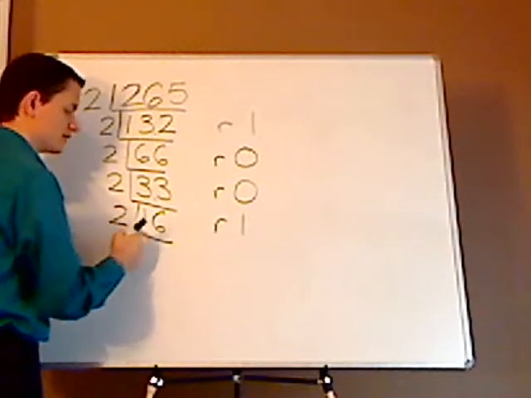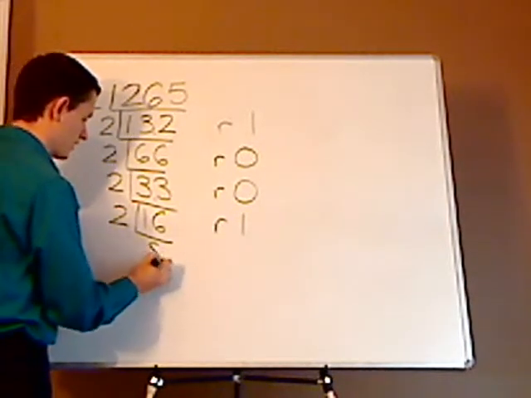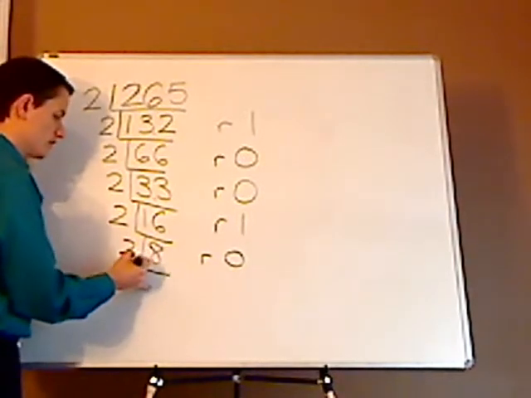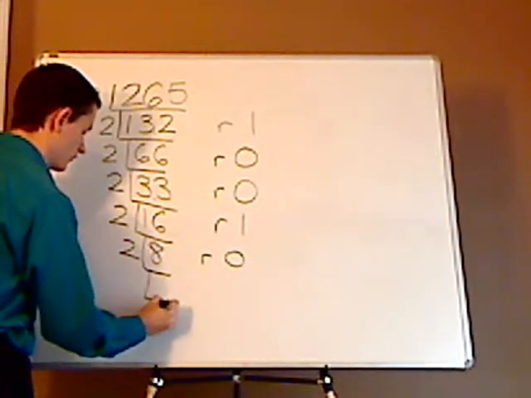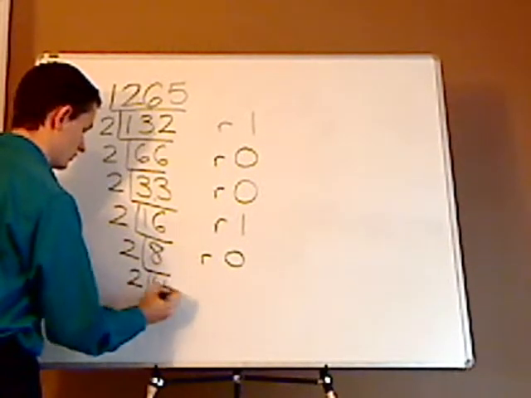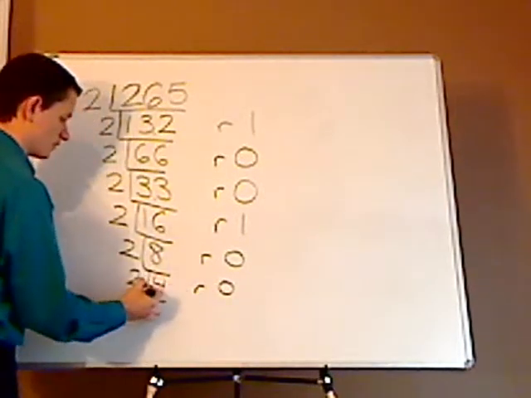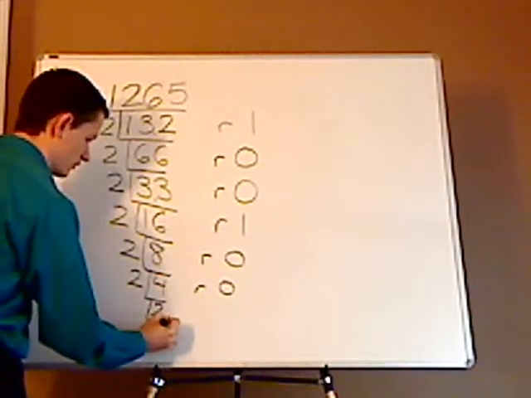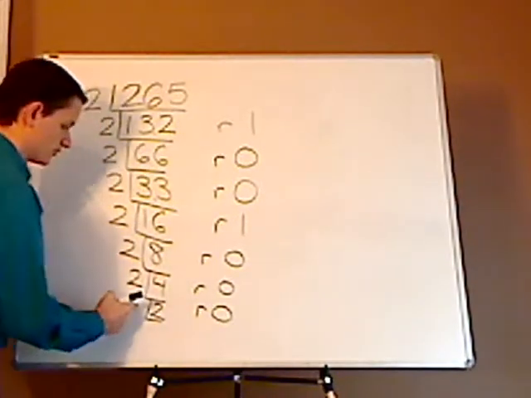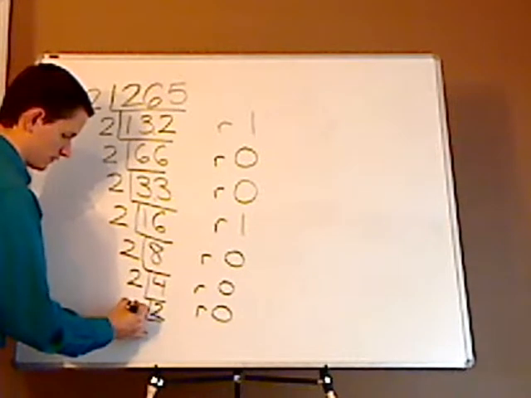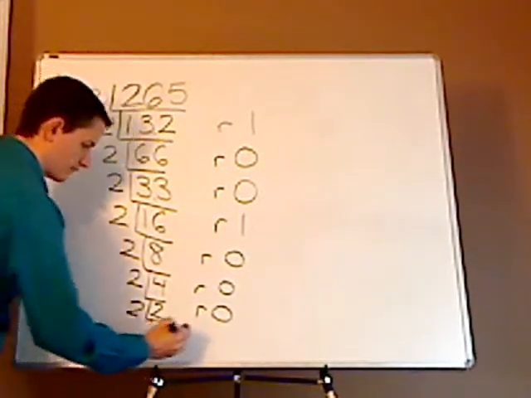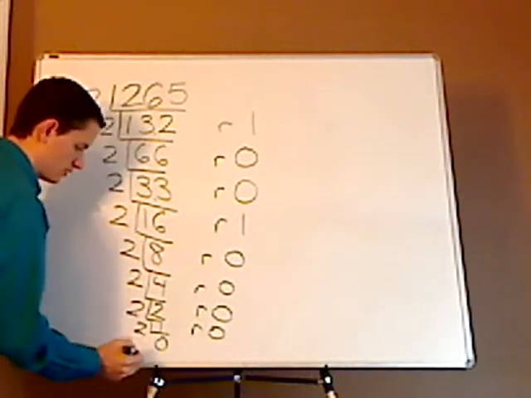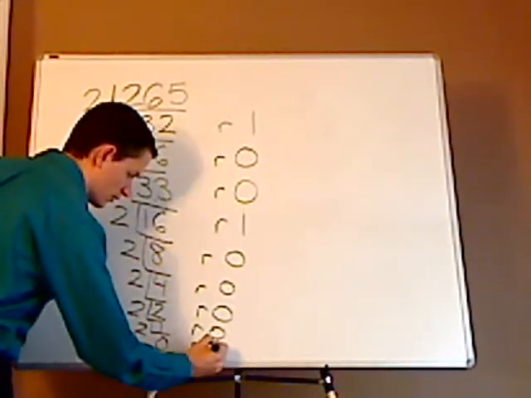How many times does 2 go into 16? Yeah, 8 times, with a 0 remainder. How many times does 2 go into 8? 4 times, 0 remainder. How many times does 2 go into 4? 2, right? How many times does 2 go into 2? Once, 0 remainder. How many times does 2 go into 1? 0. And that's where you stop with the remainder of 1.